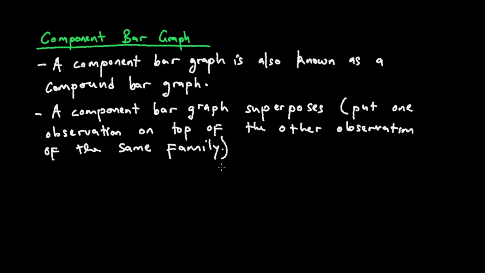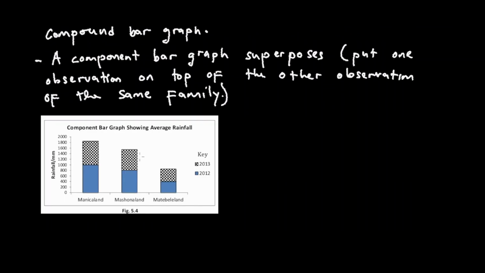Okay, let us put an example so that it makes sense. A component bar graph showing average rainfall, this is the title. Remember, our key is very important. Here we are simply stacking the values. Looking at 2012, it ends at 1000, then 2013 starts at 1000 going up to around 1800.